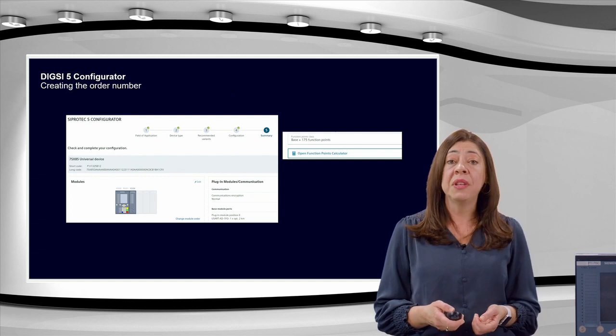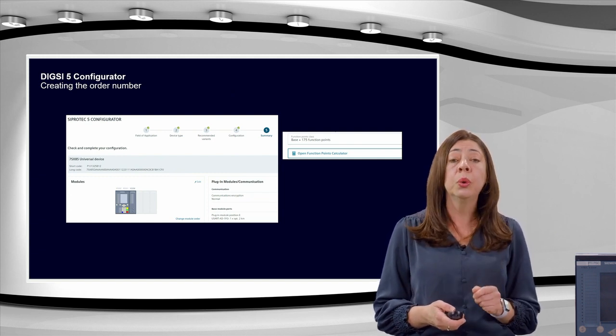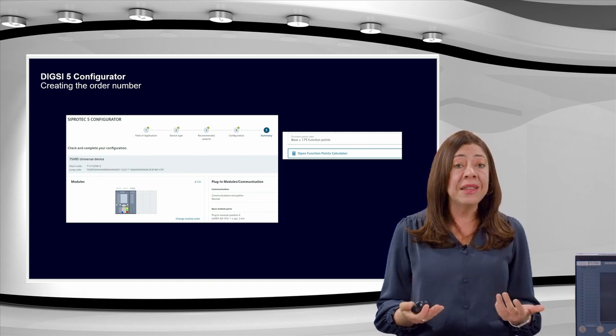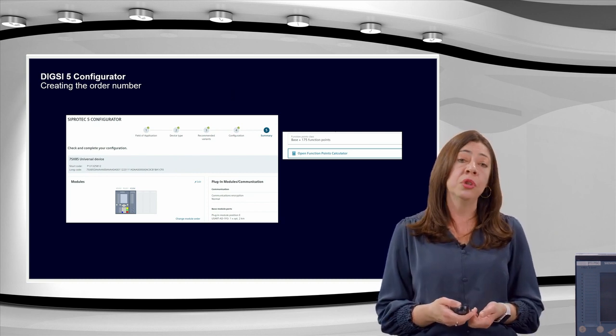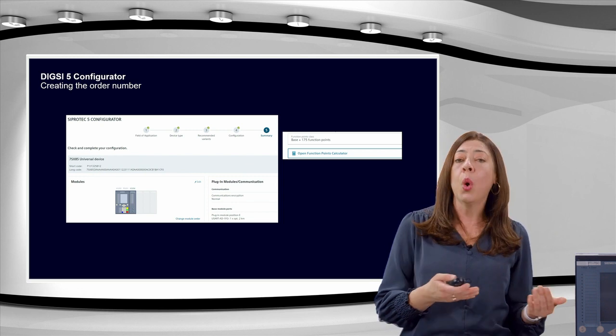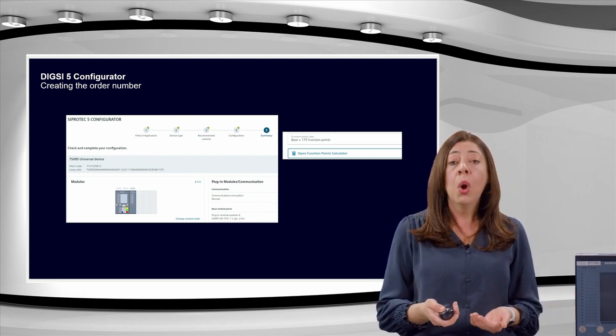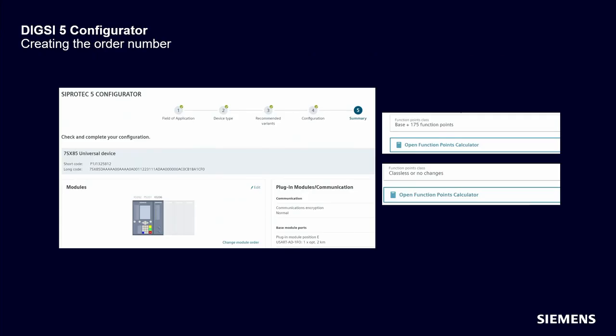With the SIPROTEC 5 devices, you have two options when it comes to functionality. First, you can calculate the required function points with the function points calculator and order the device with the defined amount of function points. Or you select the classless option and download from the online function point manager at a later stage the exact amount of function points given by the configuration in DIGSI.